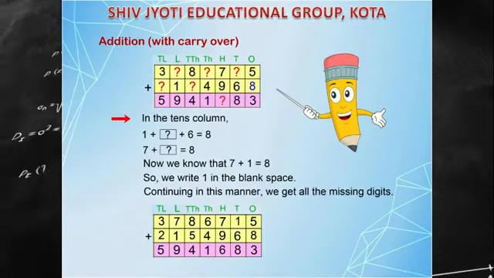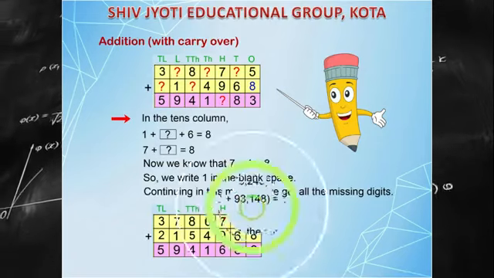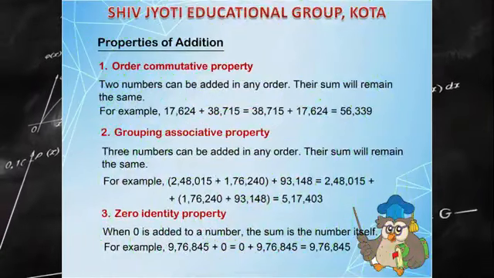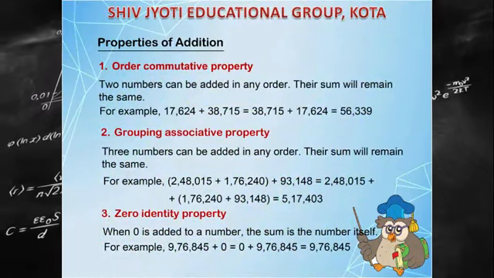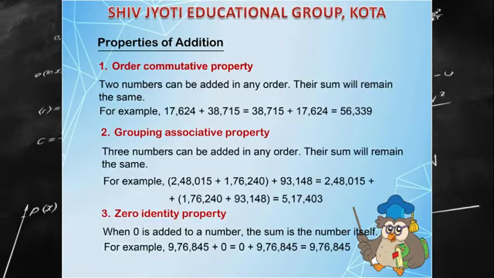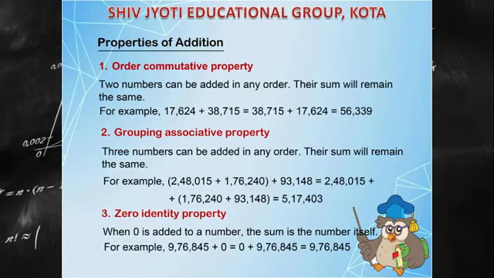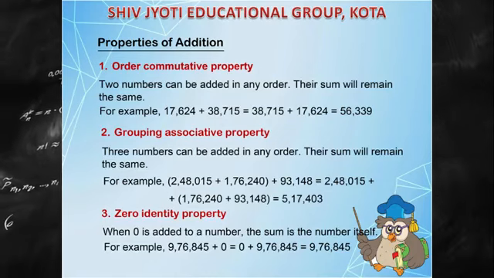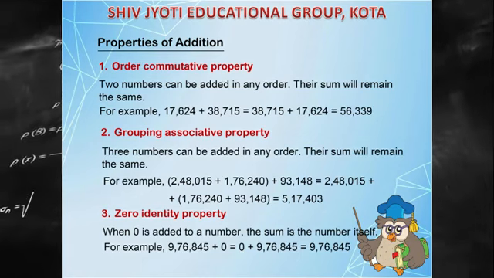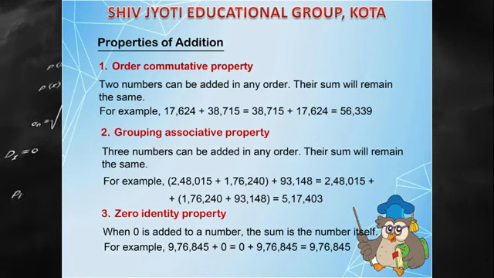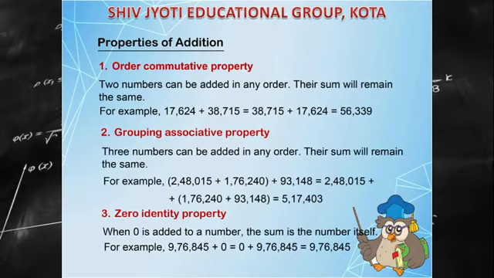Now we are going to study properties of addition. So first is order, the commutative property. Two numbers can be added in any order, their sum will remain the same. For example, 17,624 plus 38,715 is same as 38,715 plus 17,624.